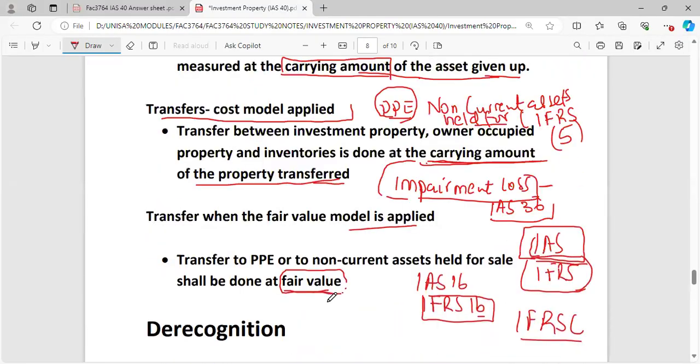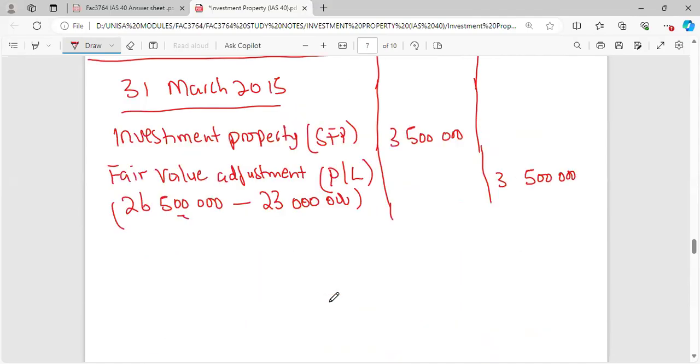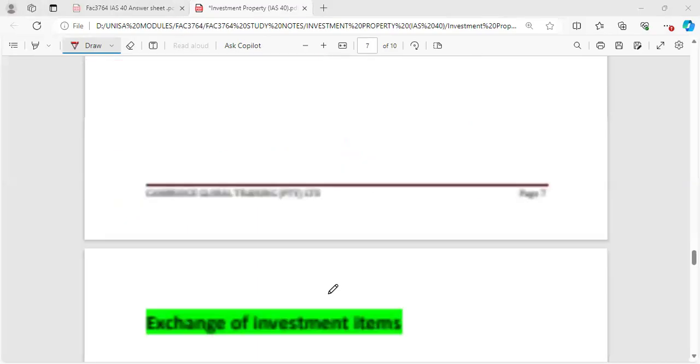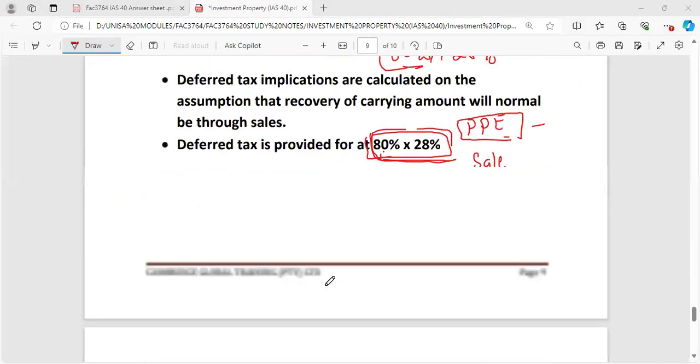PPE land revaluation surplus. Right, for today, I want us to look at this bit long question so that we can see how we apply everything. Why don't I have the question down here? Let me check.